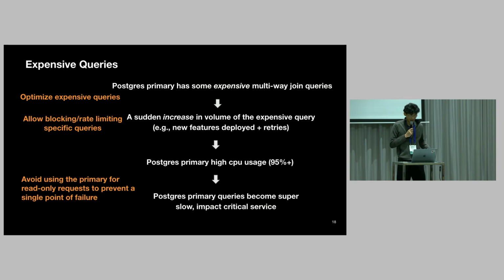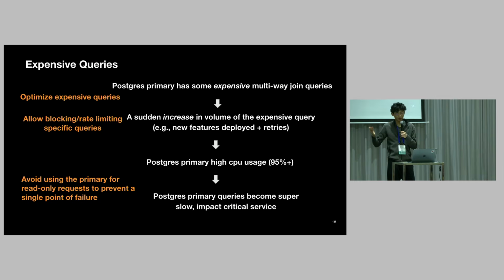So another case is that sometimes we see some expensive queries in Postgres. We find some expensive multiple join queries in the primary, and the worst case is a join of 12 tables. In most cases, the volume is very low, so in most cases, it just works fine. But sometimes there is a sudden increase in the volume of one expensive query or multiple expensive queries.